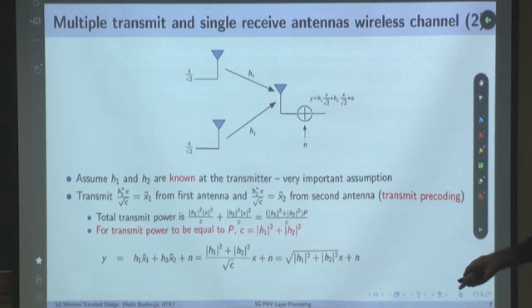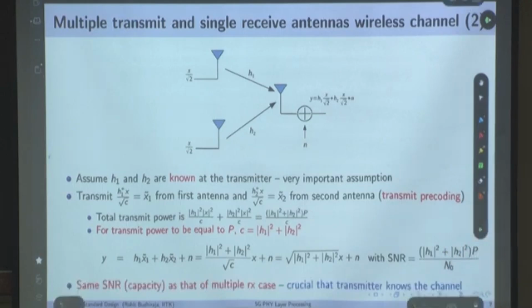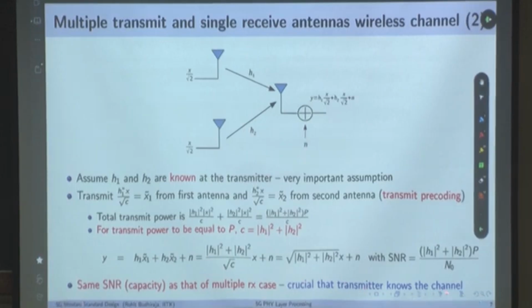What is the SNR? What is the power of this divided by n naught? h1 square plus h2 square, times P by n naught. What is this? Exactly the same SNR that you saw for the multiple receive antenna case. Crucial that the transmitter knows the channel.